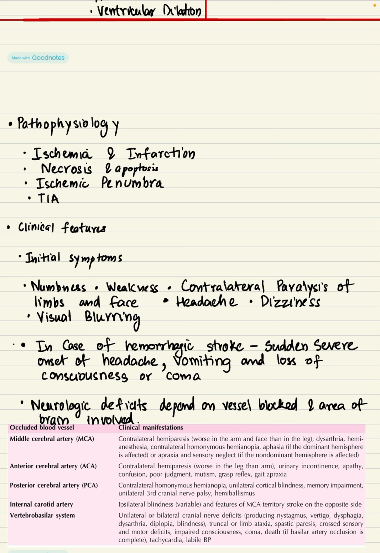In case of clinical features, the initial symptoms include numbness, weakness, contralateral paralysis of the limbs and face, headache, dizziness, and visual blurring. In case of hemorrhagic stroke, there is sudden severe onset of headache, vomiting, and loss of consciousness or coma. Neurological deficit depends on the vessel blocked and the area of brain involved.